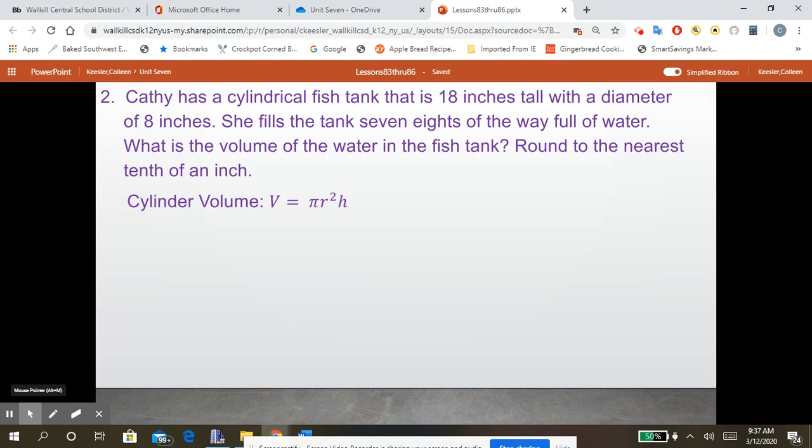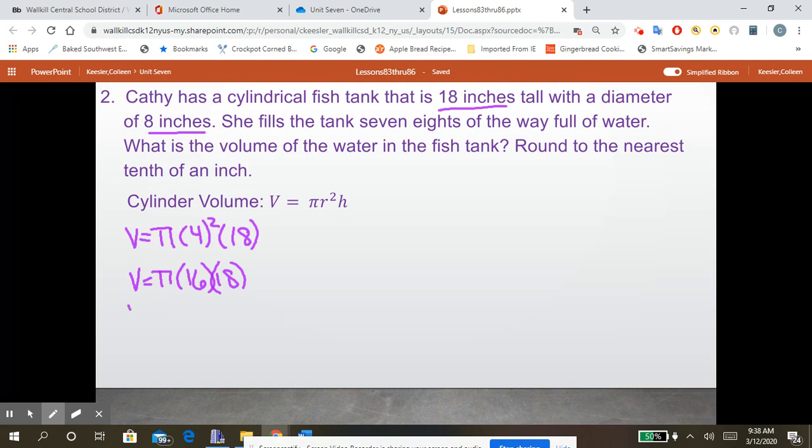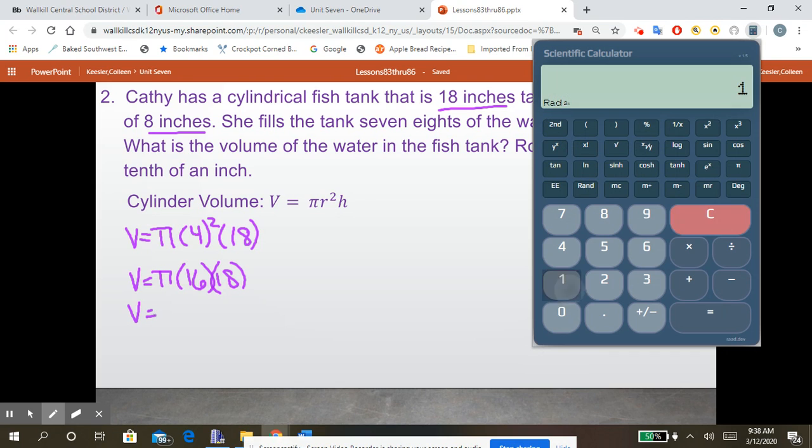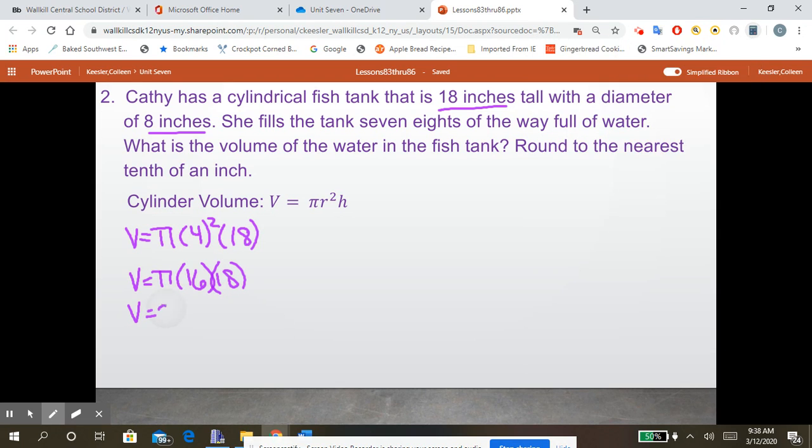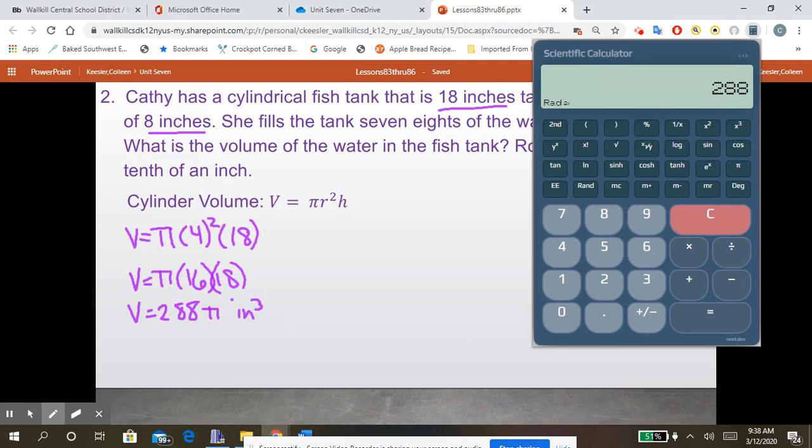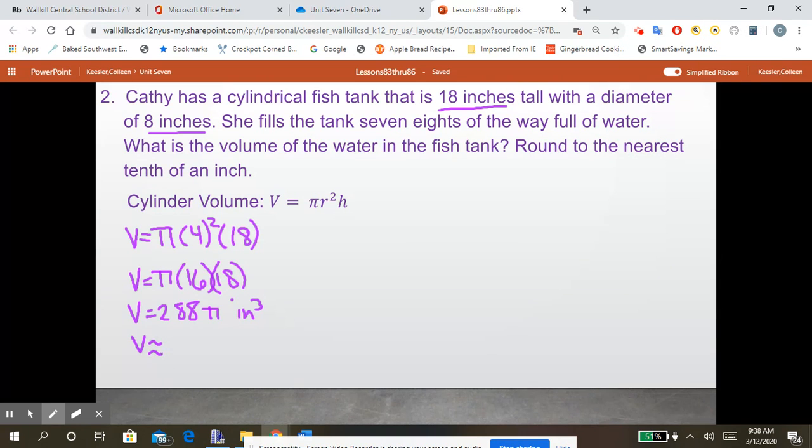All right, so volume equals pi times r squared, and we know that the diameter is 8, so the radius is 4, and the height is 18. So that's volume equals pi times 16 times 18. So that's volume equals 16 times 18, which is 288 pi inches cubed. Then we multiply by pi, and we want to the nearest tenth, so that's 904.8 inches cubed. All right, so now we want 7/8 of that.